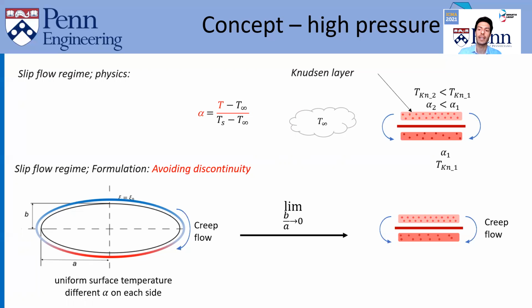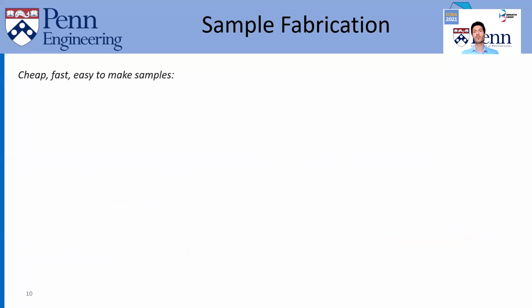You can go ahead and take a look at the paper if you'd like. Here, I'm just going to skip over the mathematics of it and get to the experiments. So what we wanted to do is create samples and test this mathematical model that we just presented. And we wanted to create samples in a cheap, fast, and easy way.